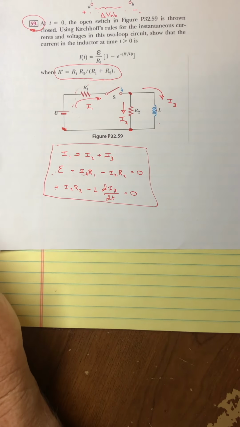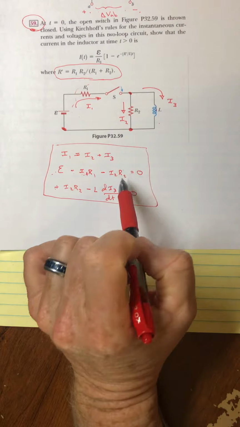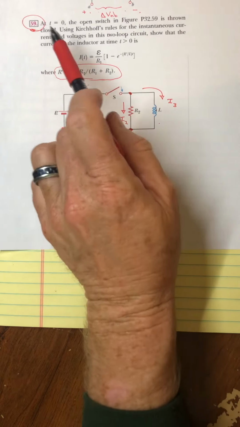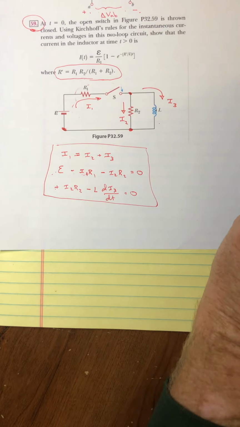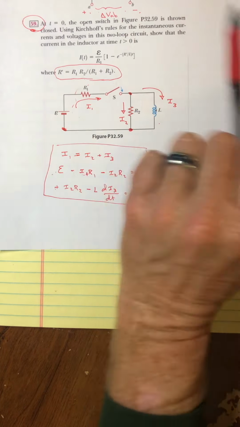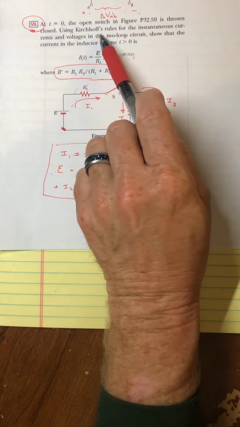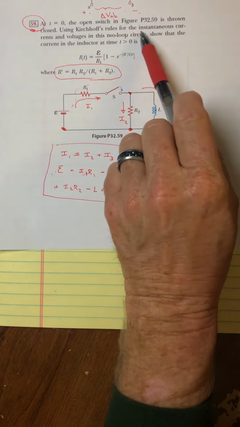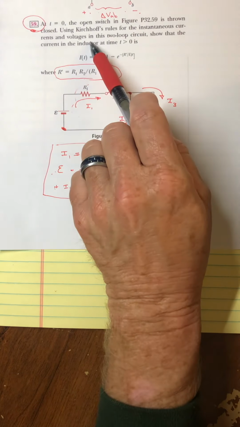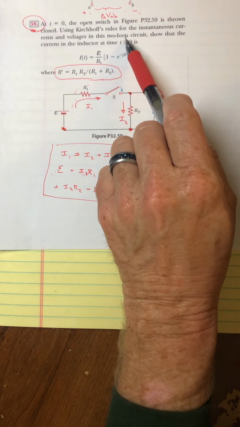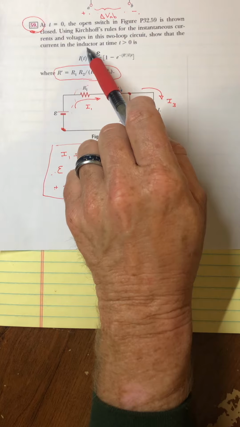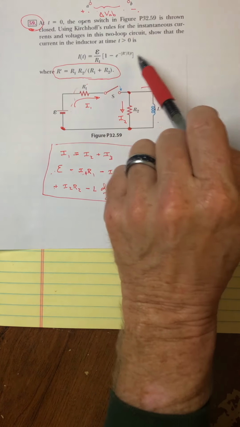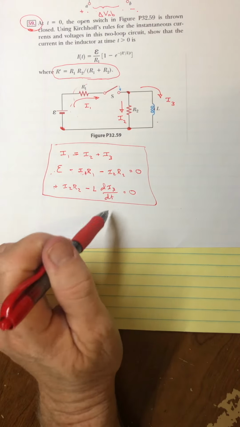Now solve it. And I'll keep focused on which current I want, because it says here that at time equals 0, the open switch is thrown to closed. They even say, use Kirchhoff's loop rules for the instant that the currents and the voltage in the 2-loop circuit, and show that the current in the inductor is given by this equation. So we're trying to solve for what I've labeled current number 3.